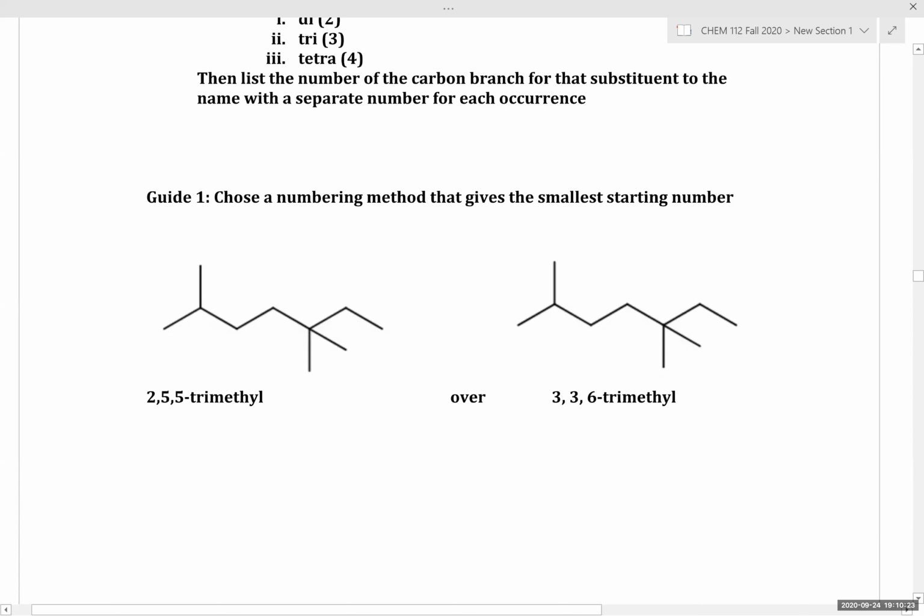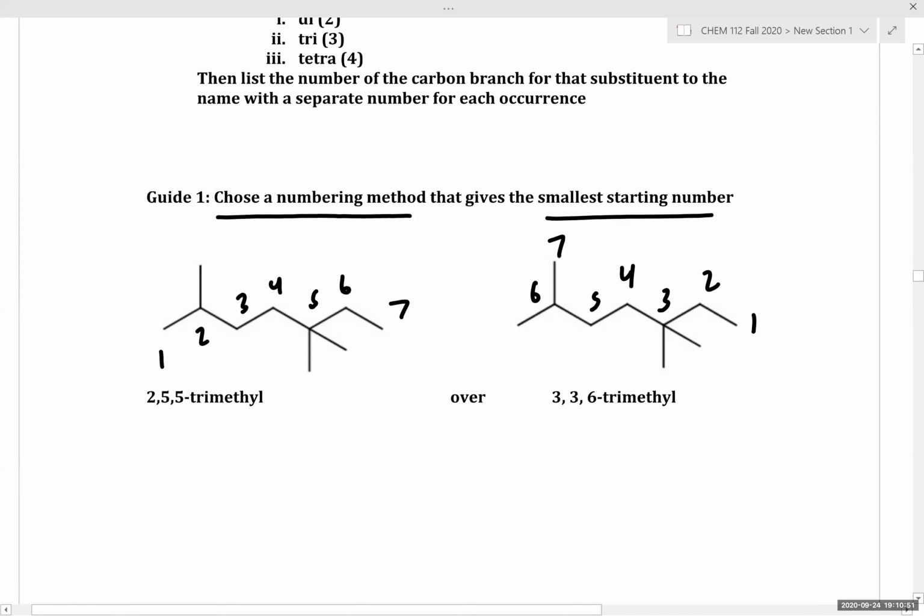So let's look at some examples where these naming rules, you can encounter some issues. First, you want to choose a numbering method that gives the smallest starting number. So in this case, we number one, two, three, four, five, six, seven, rather than one, two, three, four, five, six, seven. The reason for that, 255 beats out 336 because our first locant number is smaller. You want the smallest locant number from the smallest starting locant number to the largest. So the moment one of your locant numbers is smaller, you go with the numbering method that gives you the smallest locant number. Does that make sense to everyone? Can I get some confirmation in the chat that everyone's comfortable with this idea?